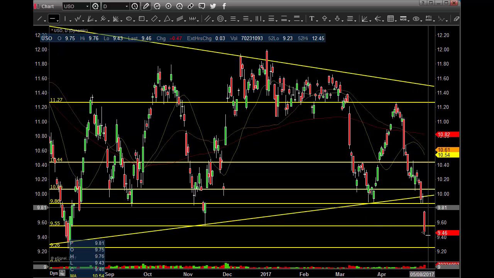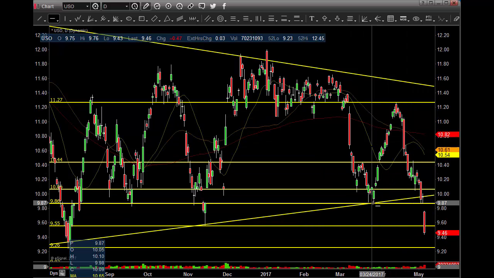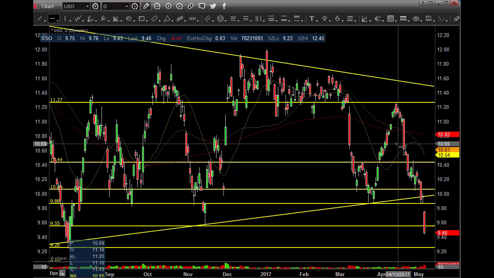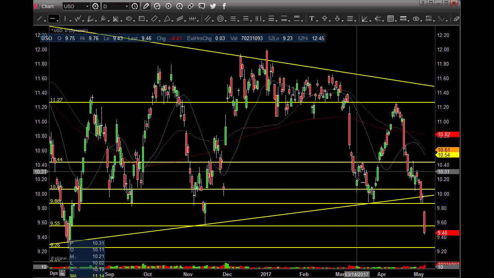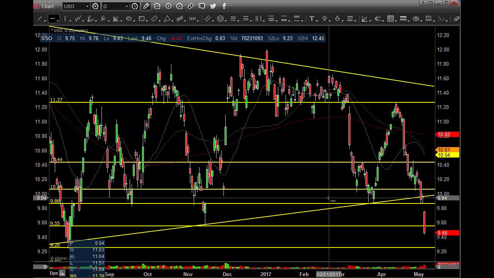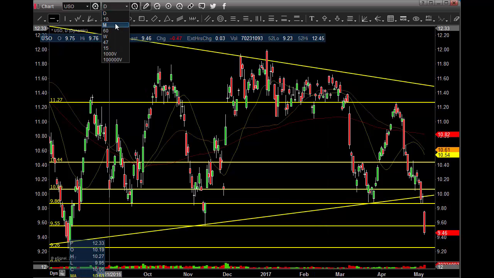They need lower oil prices for this economy to keep rolling, in my opinion. Higher oil prices is not going to work with the Federal Reserve's plan of keeping this thing going, the consumer spending, and all that good stuff. Let's go to the weekly really quick.